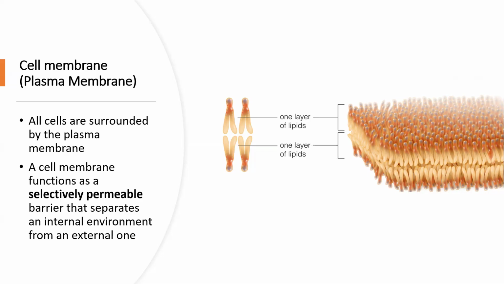The cell membrane separates the surrounding of the cells from its content, and it has properties that allow it to become selectively permeable. Selectively permeable means it only allows certain materials to cross. You don't want everything to be able to pass through the cell membrane. You want to keep like harmful things out of the cell, and you want to keep nutrients inside the cell.